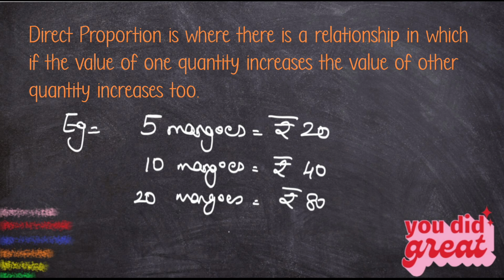So this is the basic idea or basic meaning of the term direct proportion, where when the value of one thing increases, the value of another thing also increases. What you observe is that from 5 it became 20. Here also, the cost went from 20 to 80. So this is the simple meaning of the term direct proportion.